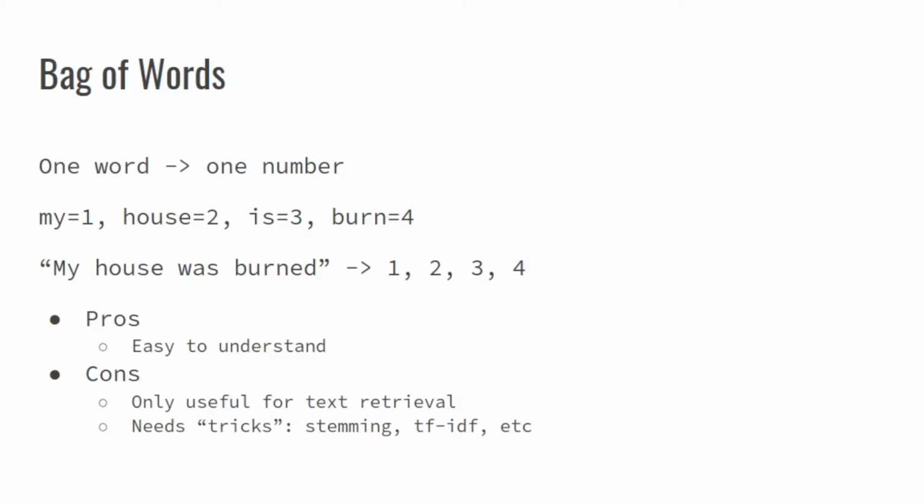Actually, it's only useful for text retrieval or perhaps topic modeling, when the words are really split well between the topics. And also you need a lot of tricks like stemming to remove plurals, or do some statistics like the term frequency, inverse document frequency.